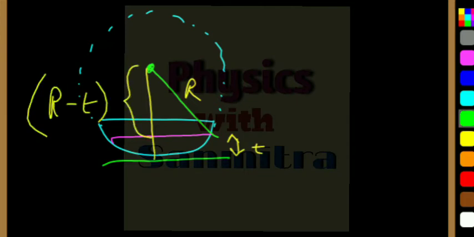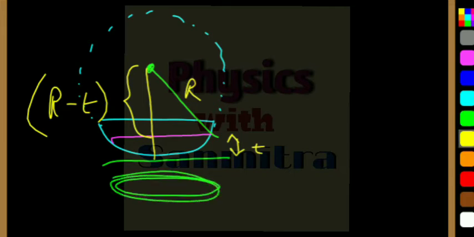And now let's see here. Let's take a section like this. This is T, the thickness, this is R, this total is R, so this much I can say is R minus T. And let's say the radius, the ring is forming like this.